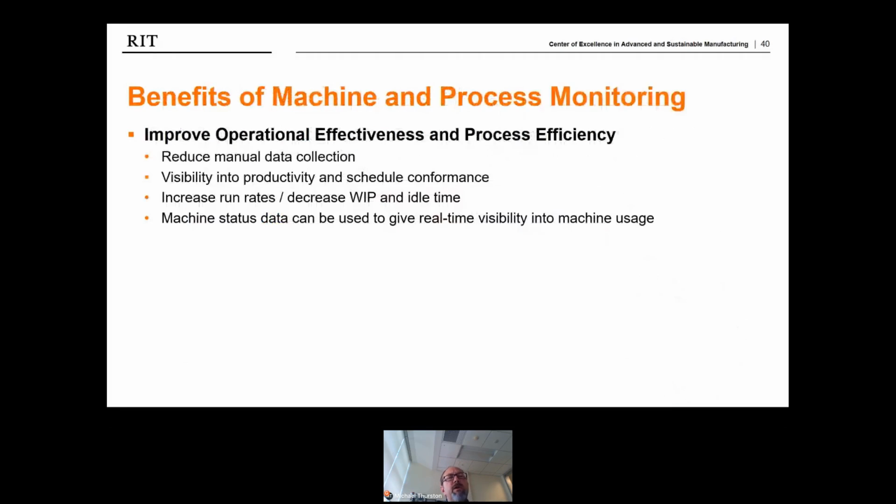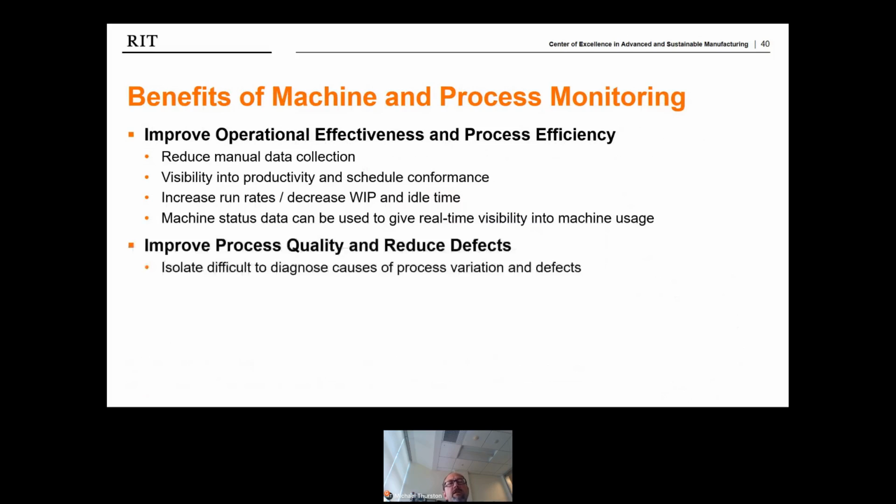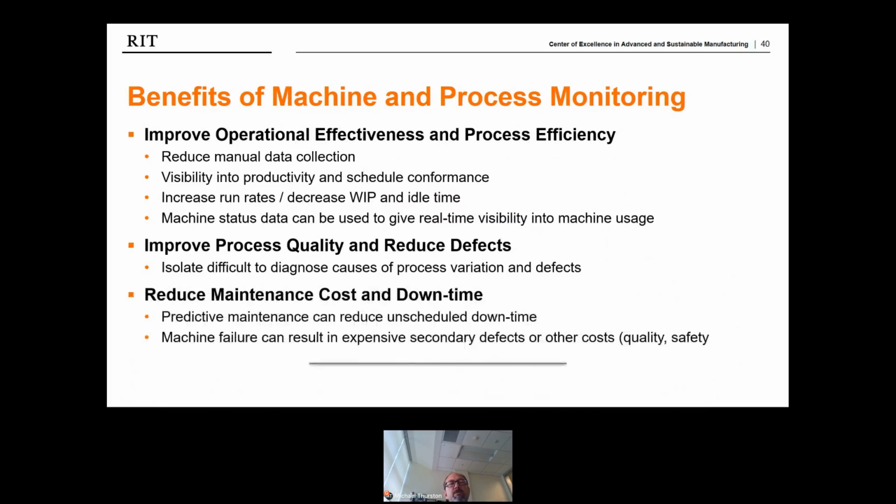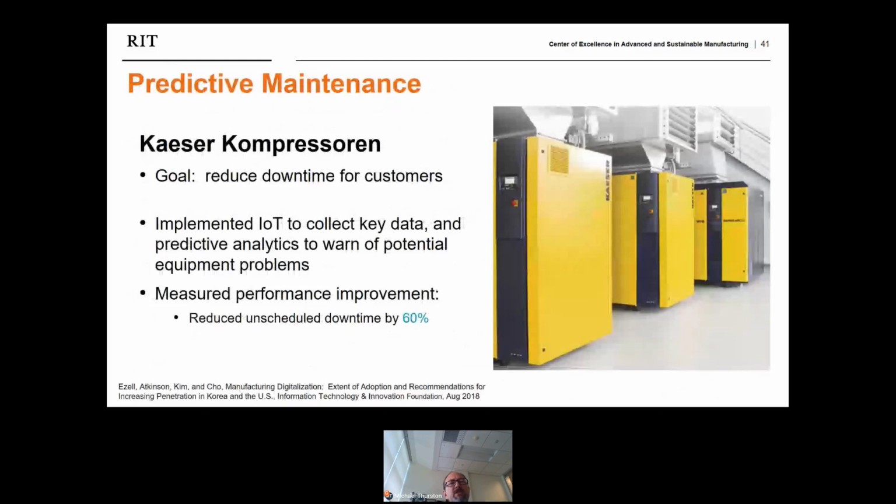So we already talked a bit about benefits of machine and process monitoring. The benefits you can expect to achieve, or strive for, are improved operational effectiveness and process efficiency, improved process quality, reduced defects, and reducing maintenance cost and downtime. This is a case study example from a company that sells compressors. They implemented data analytics based on data that they were getting off products in the field, and were able to reduce unscheduled downtime for their customers by 60%.